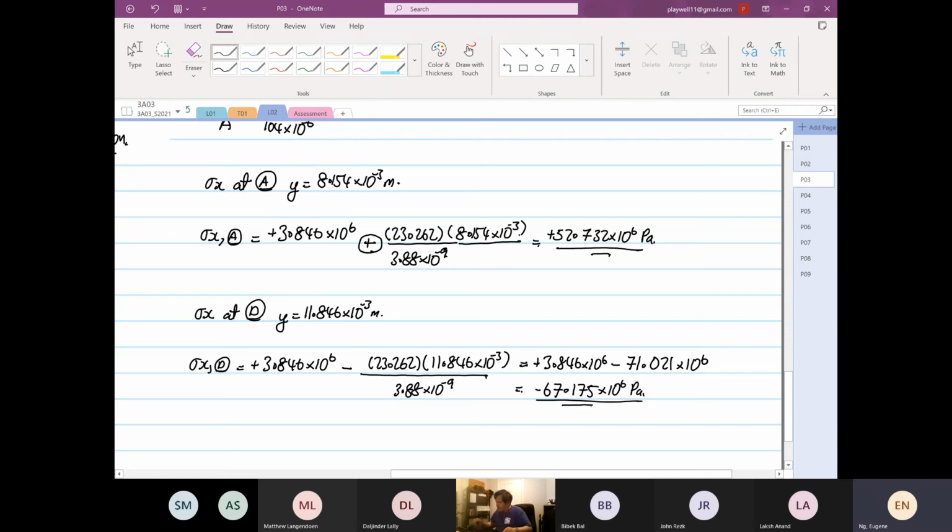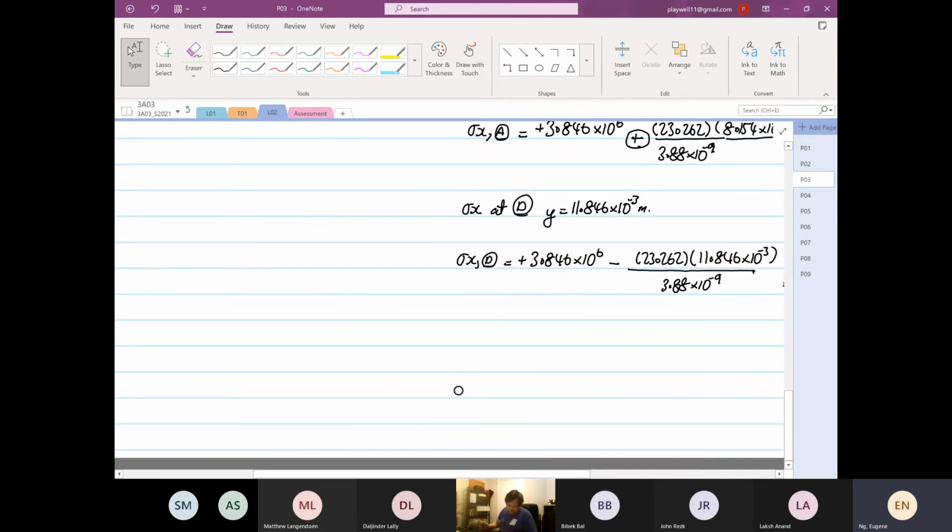Okay. Why I wrote these two numbers out, so you can see for yourself, this is due to the axial load, right? And this is due to the bending moment. So from this example, you can see that the bending moment magnitude is significantly higher than the what? Axial loading.